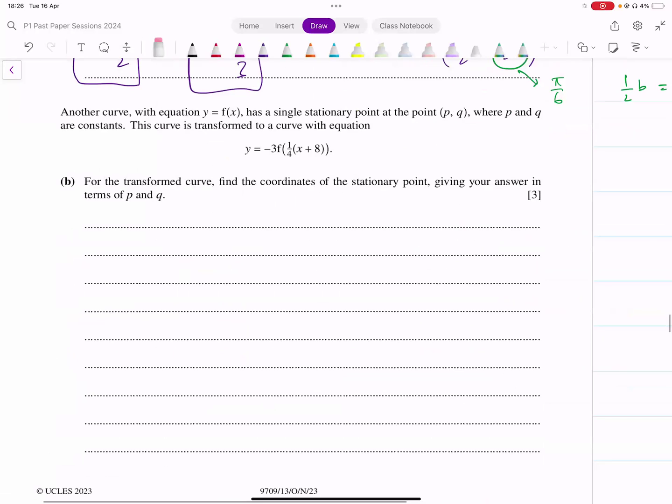Now, part B now. In fact, just give me a second. I'll just connect my charger. Otherwise, it's going to turn off. That will take too much time then.